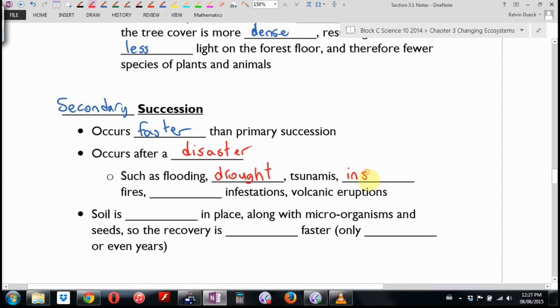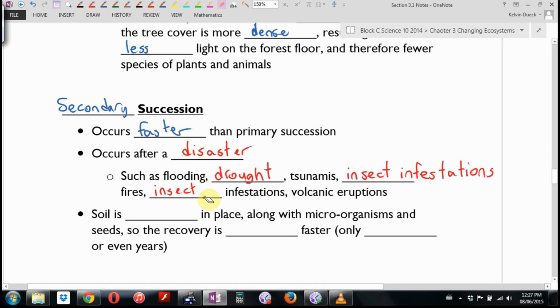The one that we're dealing with here in BC, the pine beetle insect infestations, has wiped out a significant portion of our interior forests. Oh, you know what? Insect infestations goes there. I'm sorry, guys. Insect infestations goes there.